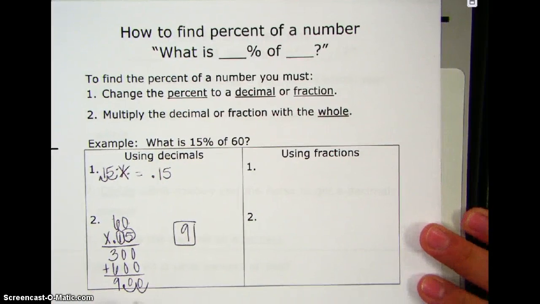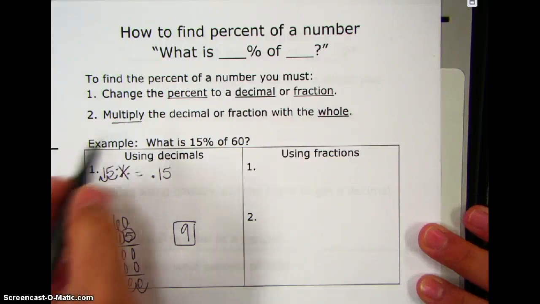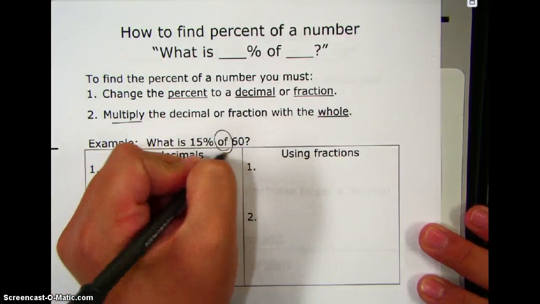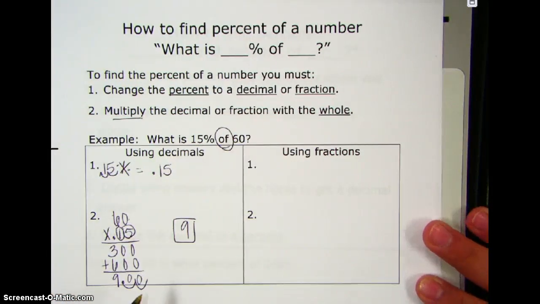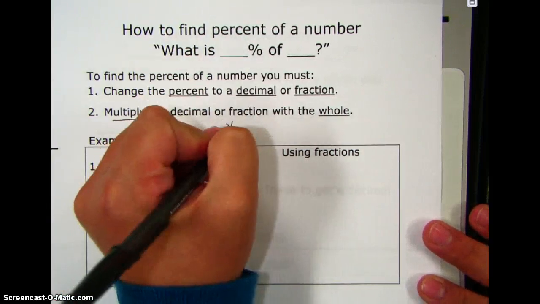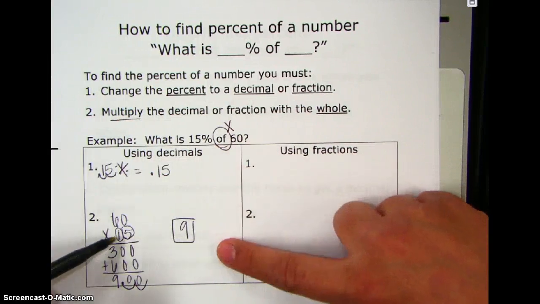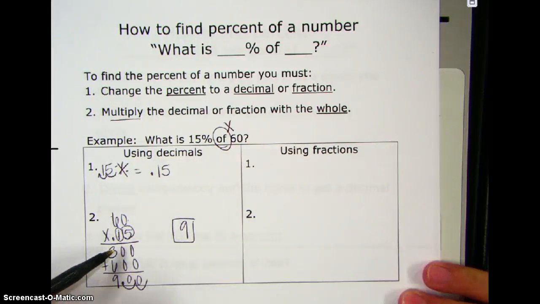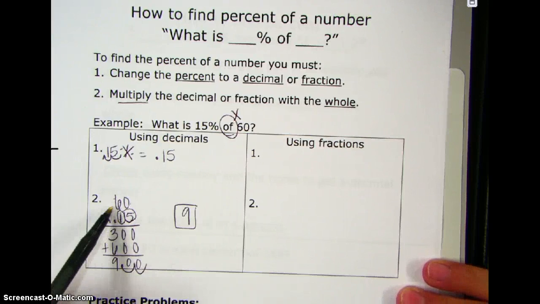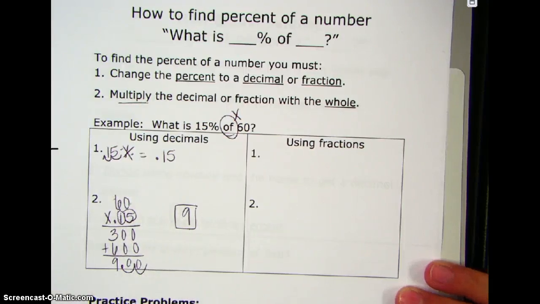Why are we multiplying? That's an awesome question. Well, we're multiplying because we're finding 15% of 60. Maybe you recall when we talked about multiplying and dividing with fractions, that the word of meant multiplying to us. So to find out 15% of 60, we just changed that percent to a decimal, then multiplied to get the 15% of the 60, which would be just 9.